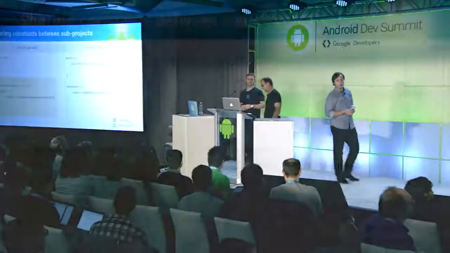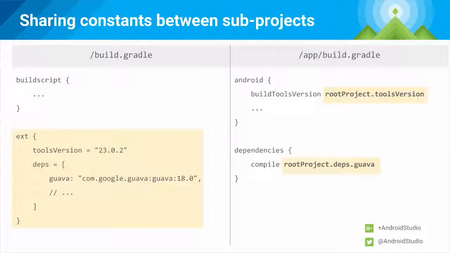Okay, this one most of you probably already figured out, but let me just talk about it real quick. If your project has multiple sub-projects, it's a very good idea to share the same versions of dependencies and your SDK levels and tools version between all those projects. So the way we recommend you do it is using the Gradle extensions mechanism.